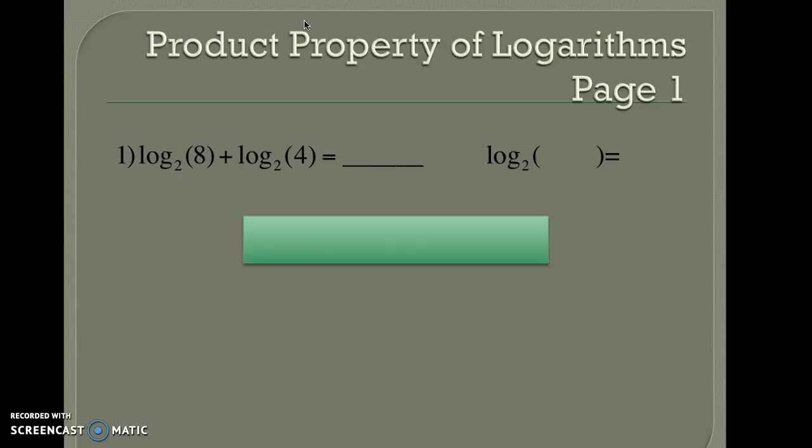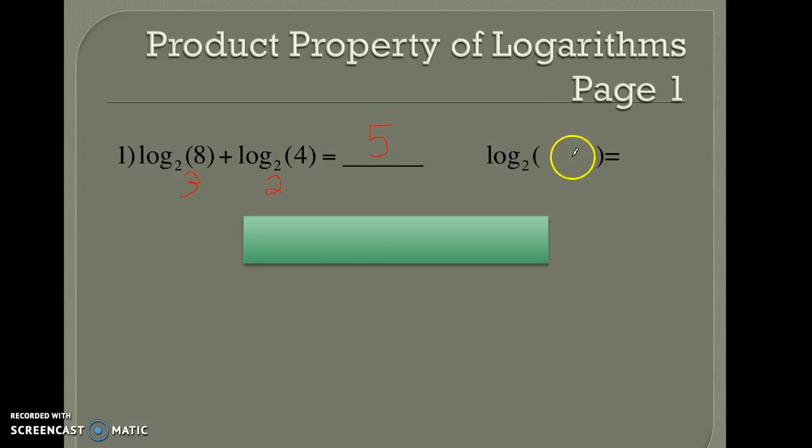Part 1, number 1, said to evaluate these expressions using your understanding of logs. So number 1, we have log base 2 of 8 plus log base 2 of 4 equals what? So we start with log base 2 of 8, that's 3. Log base 2 of 4 is 2. 3 and 2 equals 5.